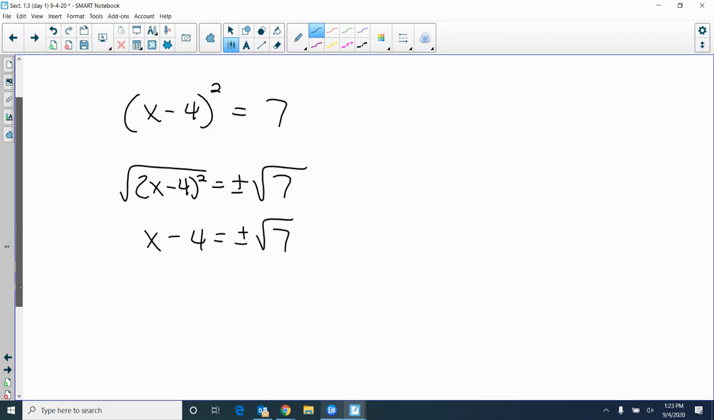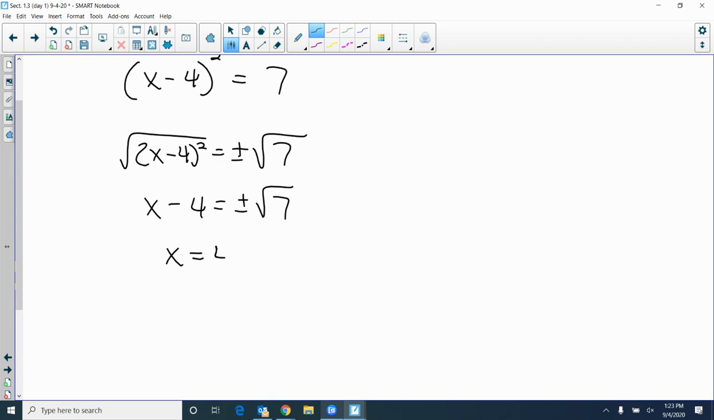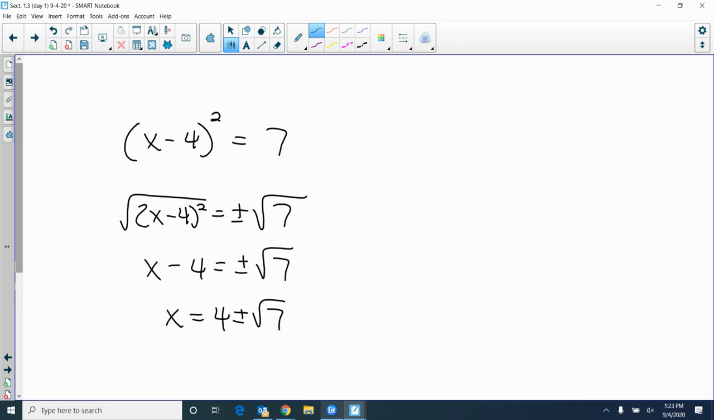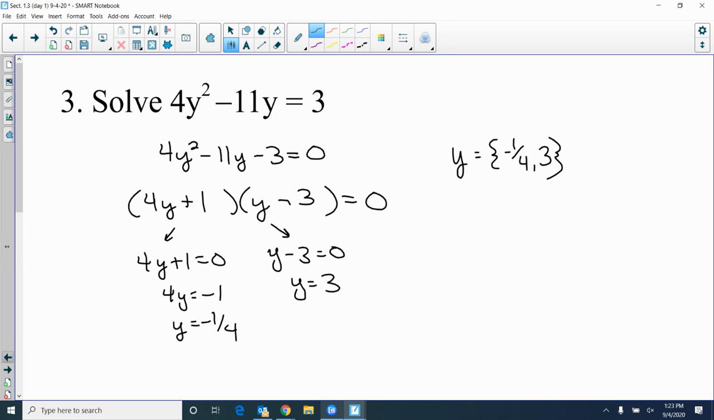And then I can solve for x by adding the 4 to the other side. This would be my answer. Okay, that would be my answer. If it looks like this, you can just take the square root of both sides. Okay, that makes it easy. Well, did any of these look like that? No, none of them have to this point.